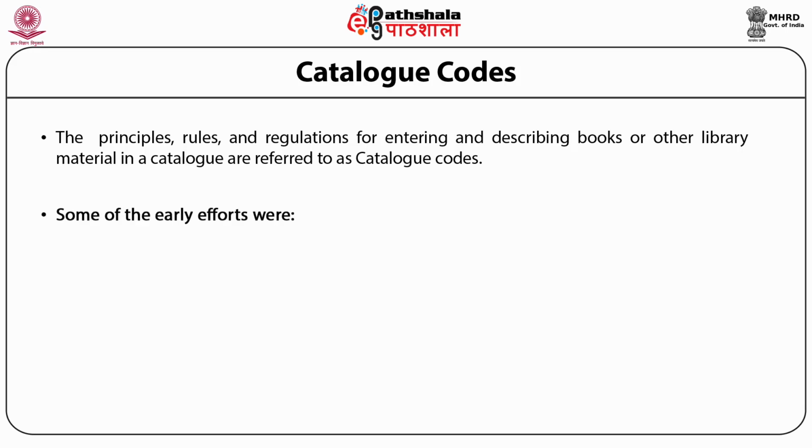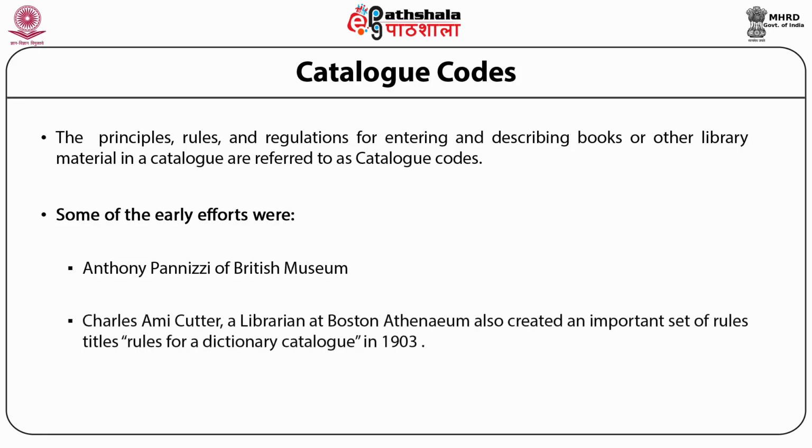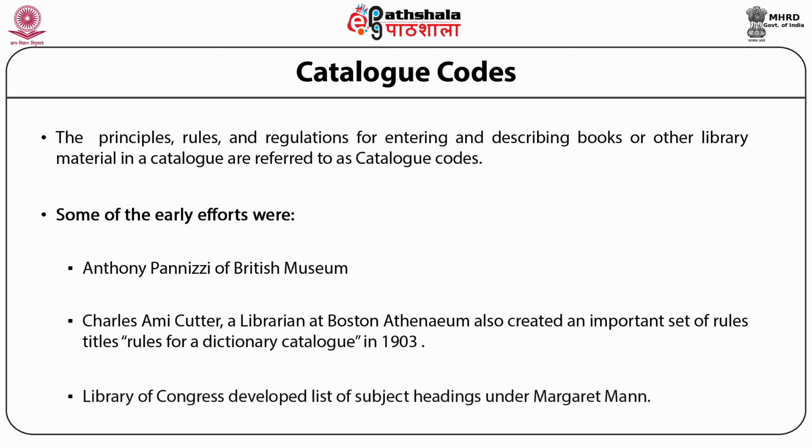Some of the early efforts with regard to preparation of cataloging rules or codes were firstly by Anthony Panizzi of the British Museum Library, secondly Charles A. Cutter, who was a librarian at Boston Athenaeum, also created an important set of rules referred to as Rules for a Dictionary Catalog in 1903. Then the Library of Congress also developed a list of subject headings under Margaret Mann. Besides that, several other efforts for preparing cataloging codes have been there internationally, which we will be knowing about in subsequent parts of the module.